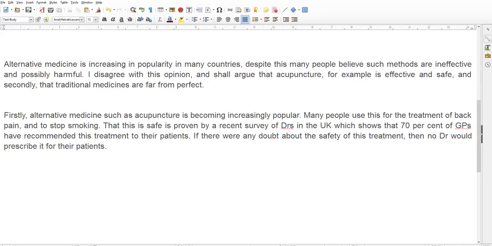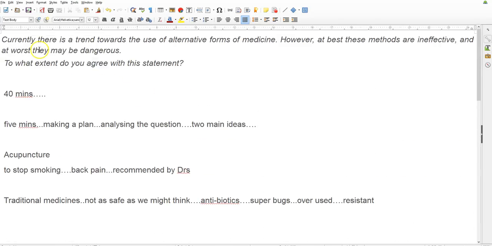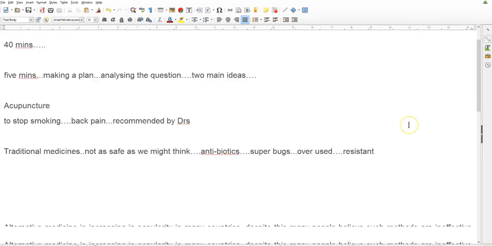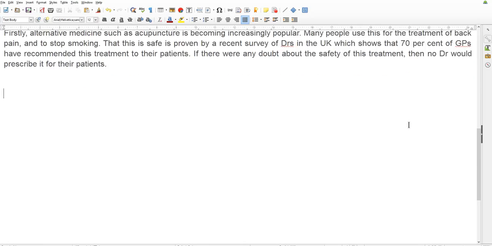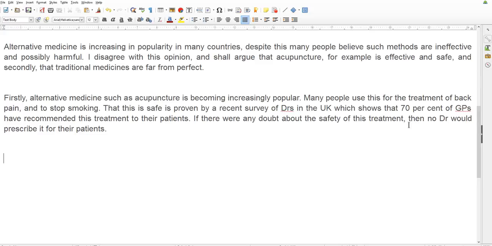Now, so paragraph number 3. Now, my main idea, if we go back to the introduction, the traditional medicines are far from perfect. In other words, they're not as safe as they might be. So, okay.